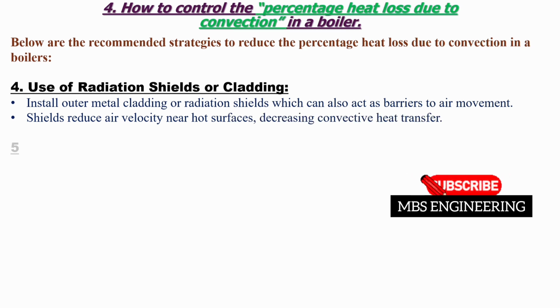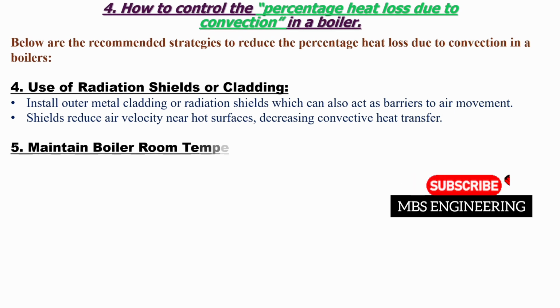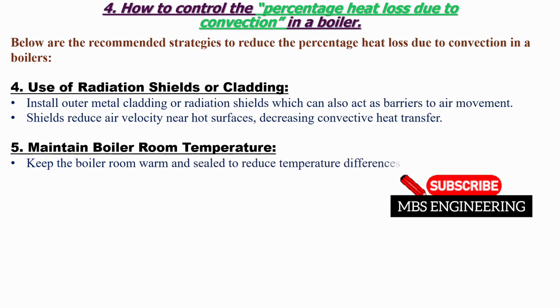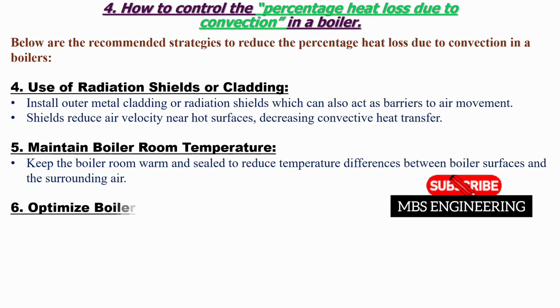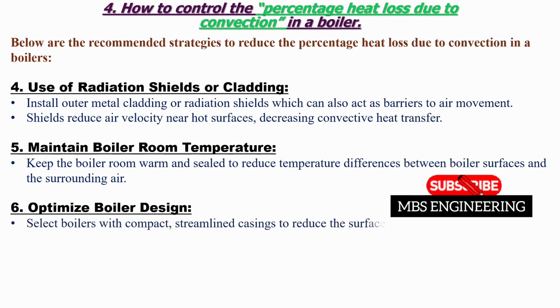The fifth recommendation to reduce the heat loss is to maintain boiler room temperature. Keep the boiler room warm and sealed to reduce temperature differences between boiler surfaces and the surrounding air. The sixth recommendation to reduce the heat loss is to optimize boiler design. Select boilers with compact, streamlined casings to reduce the surface area exposed to the surroundings.